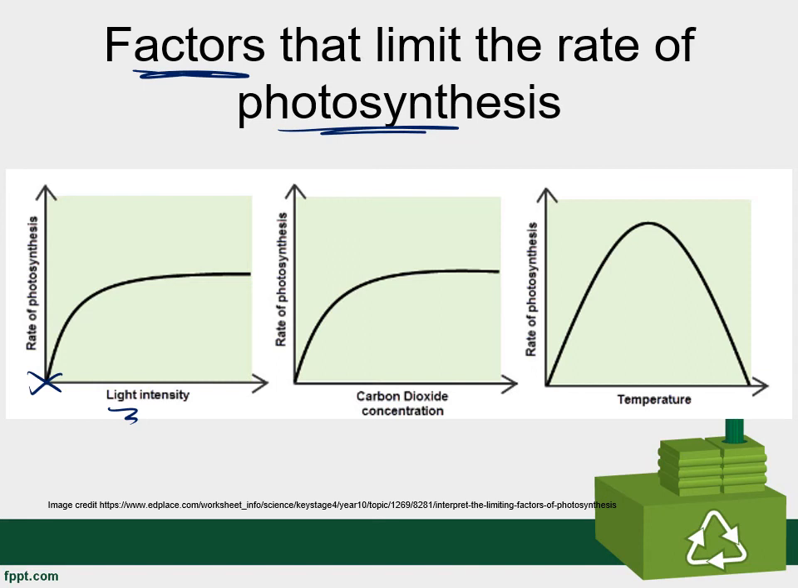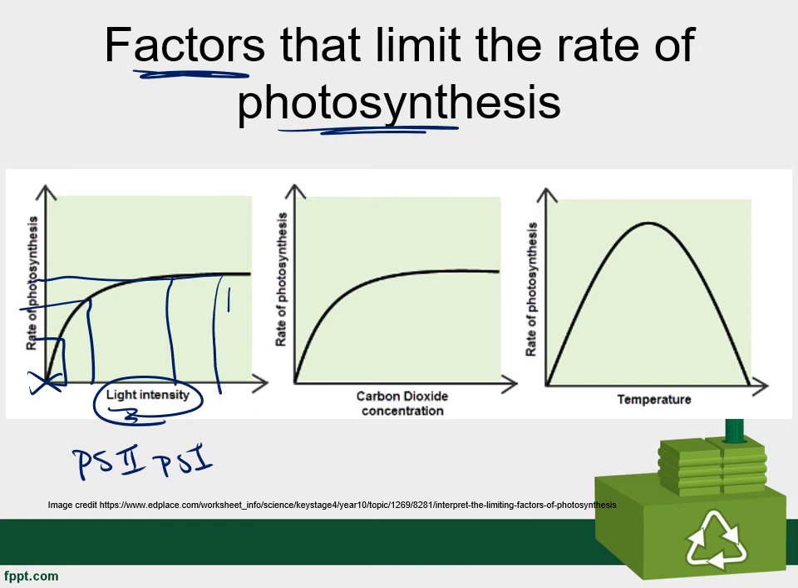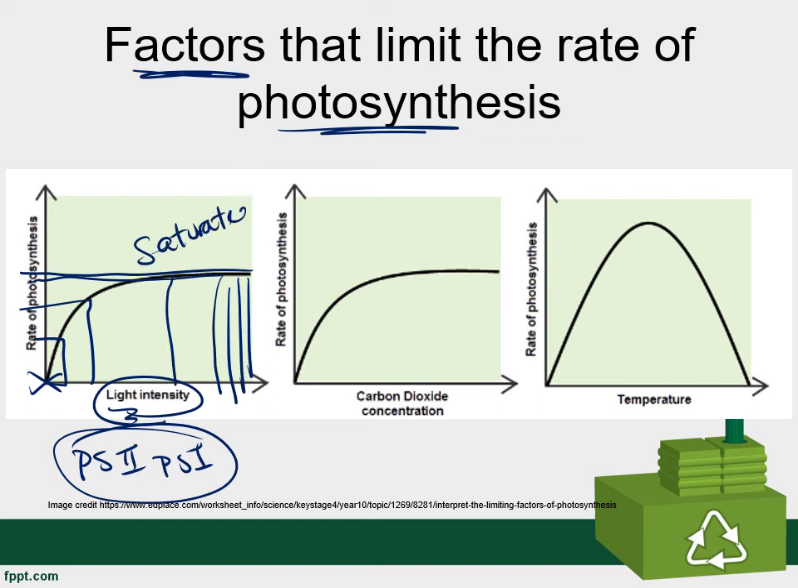No light, no photosynthesis. The reason is because photosystem 2, photosystem 1, they need to use that light energy to make things happen in the light-dependent reactions. Little bit of light, more photosynthesis, little bit more light, more photosynthesis. But at some point we're going to saturate, and more light won't make a difference to the rate of photosynthesis. This is because photosystem 2 and photosystem 1 are saturated. We have plateaued how much energy can be absorbed by these guys.